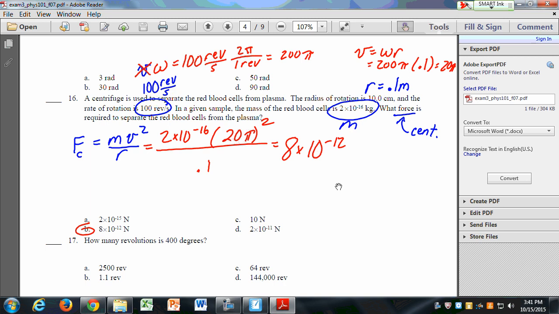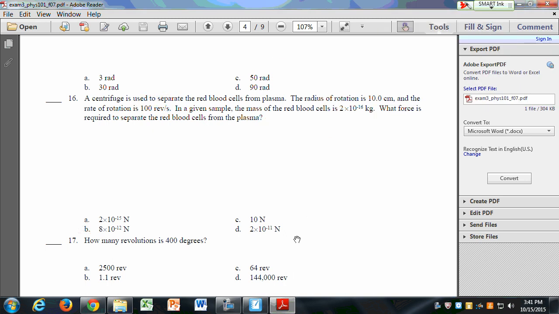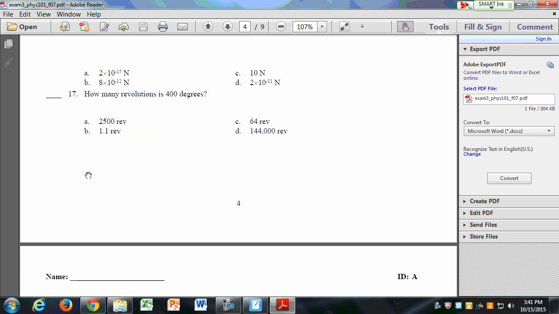And what are the SI units for angular displacement? Radians, degrees, or revolutions? Which is it? Radians. Always radians. So if you're ever in doubt, convert to radians. Okay? Let's do some of these others just for practice. You'll have one like this. Hopefully this will be a gimme.